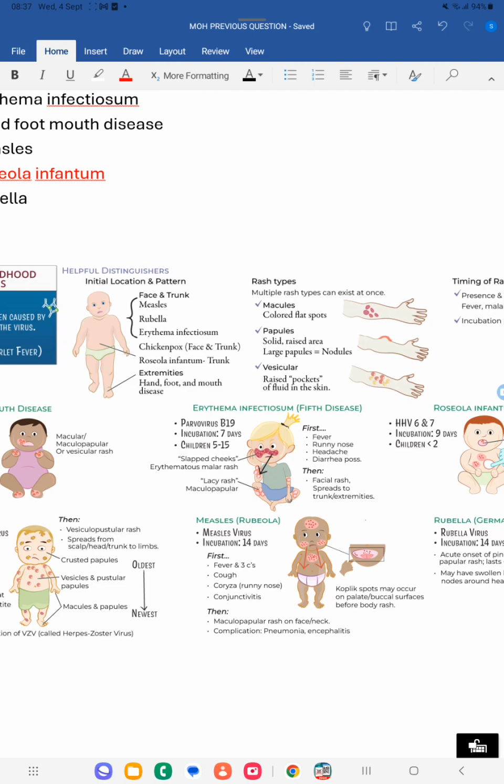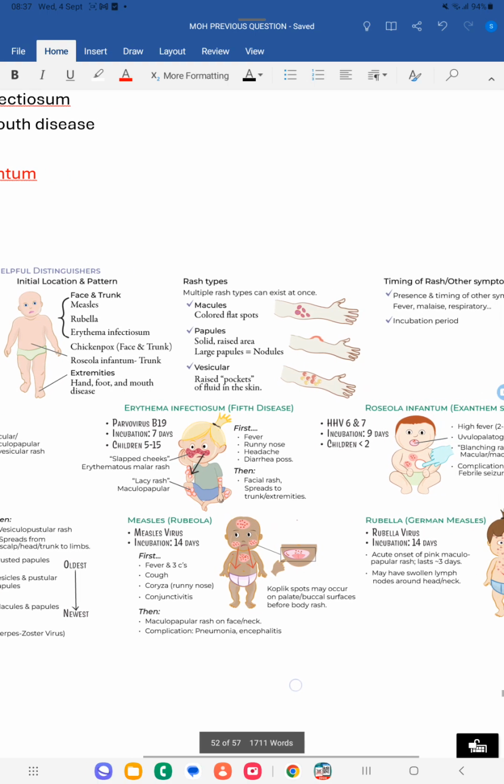Then Koplik spots is the main important spot for identifying measles, which you will get on the palate and buccal surface. After that you will get a maculopapular rash on the face or neck area, and the complications are pneumonia and encephalitis.